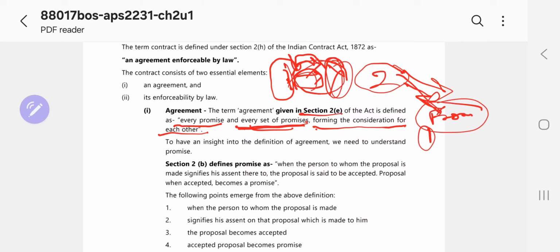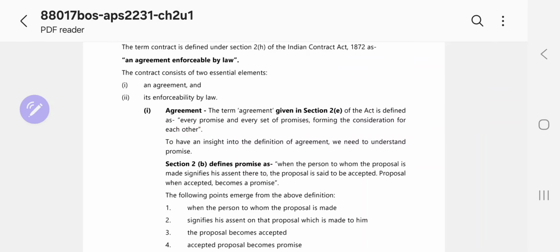Then what is consideration? For delivering the laptop, the consideration is the amount of 10,000 rupees, and for paying 10,000 rupees, the consideration is getting the laptop. So whenever there are sets of promises between two parties with consideration, that is called an agreement.